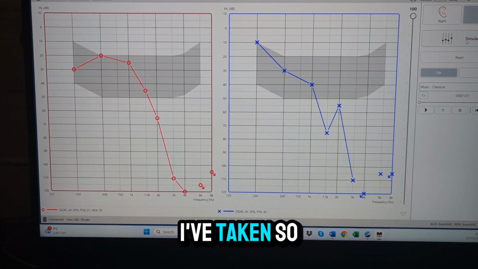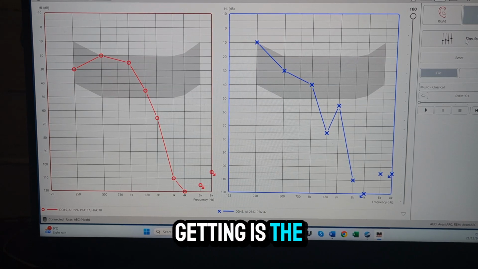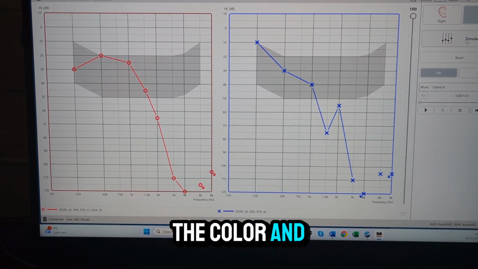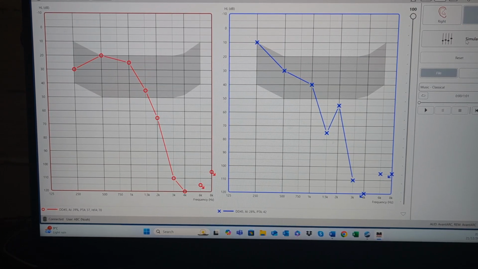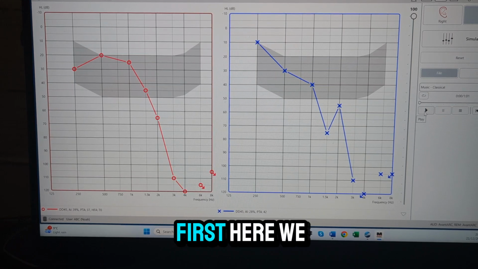As soon as I press simulate, which is when this goes gray, you'll notice it's as though I've taken so many of those instruments away, and only what you're getting is the rhythm of the music, and a lot of the timbre, a lot of the color and body of the music is suddenly missing. So it's quite interesting to see the difference. So let's do that with the left side first.